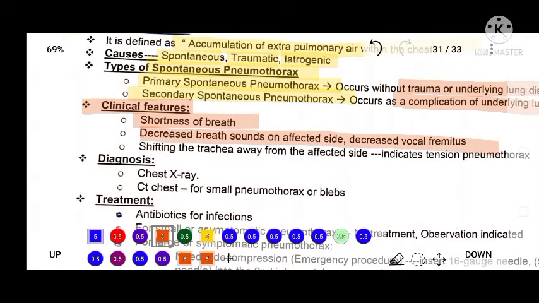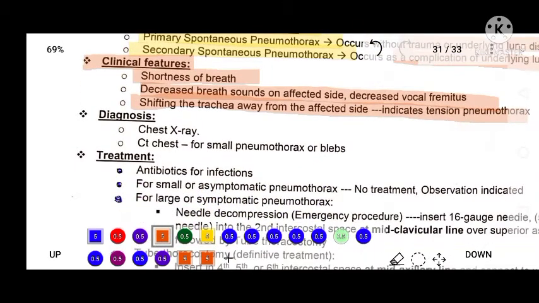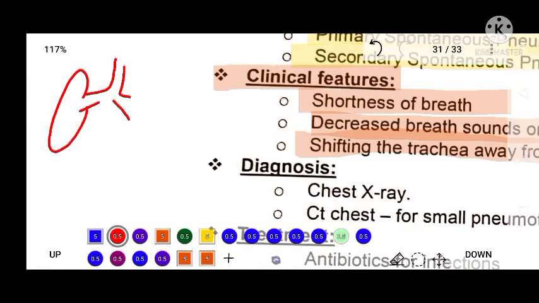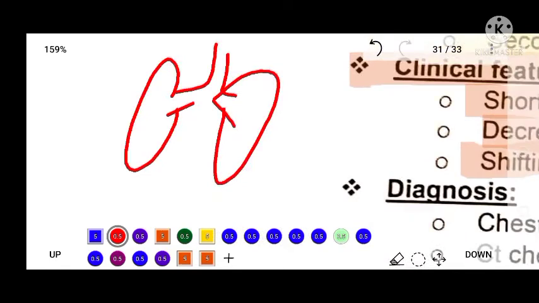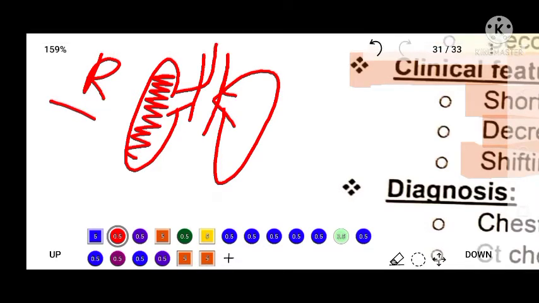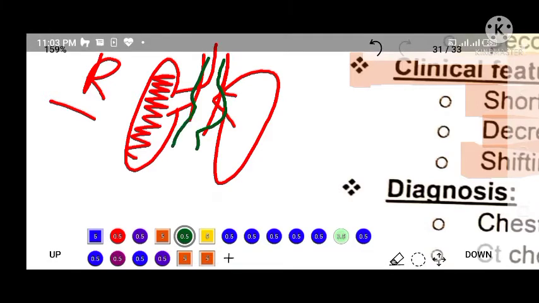So, in this way, pneumothorax develops, and the clinical features of pneumothorax are shortness of breath, decreased breath sound on affected side, and decreased vocal fremitus. The trachea will be shifted away from the affected lung, and it indicates tension pneumothorax when the trachea is shifted away from the affected lung. Now, as you can see, this is the normal lung, and trachea is present here. When pneumothorax means accumulation of air occurs in this right side of the lung, then the trachea will be shifted away here to the opposite side of the affected lung.